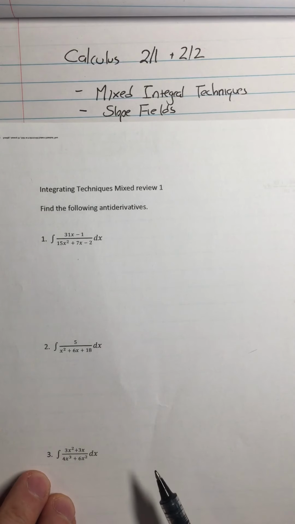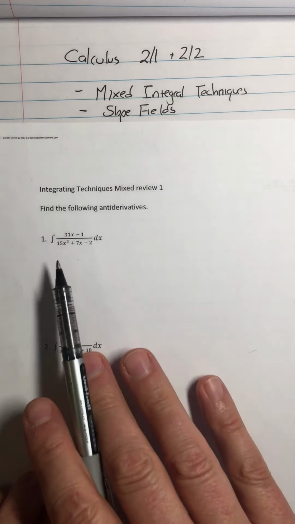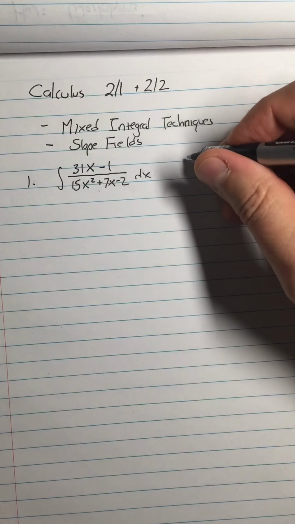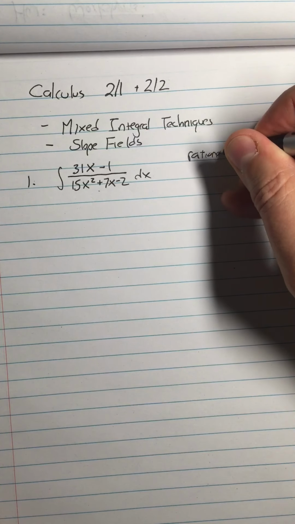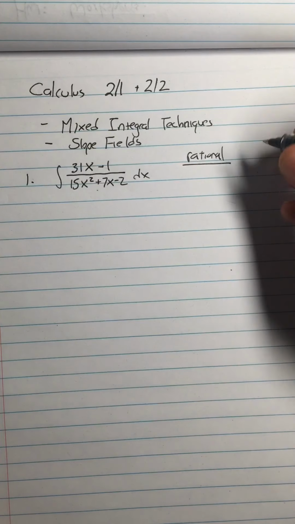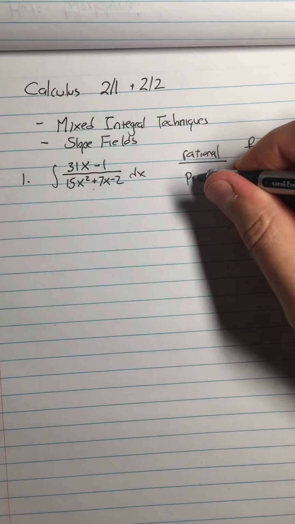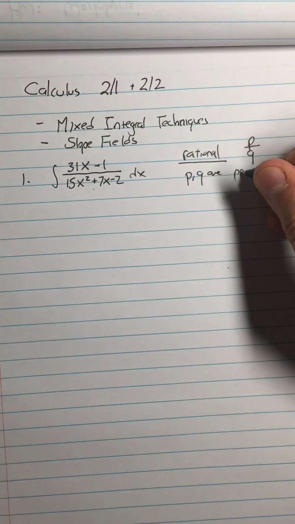So number 1 is the integral of (31x minus 1) over (15x squared plus 7x minus 2). The first thing I want to do is recognize that that is a rational integral. That means that it is of the form p over q, where p and q are both polynomials.